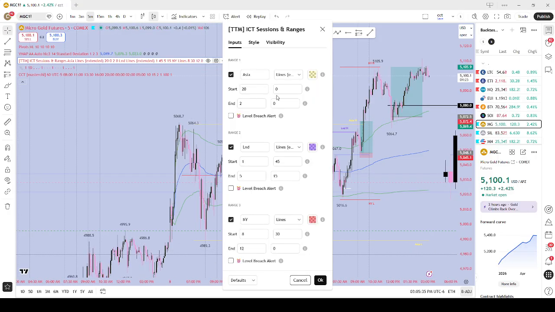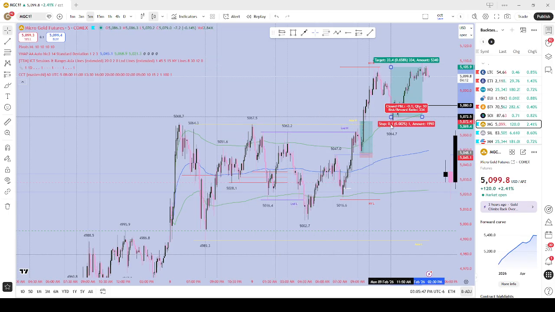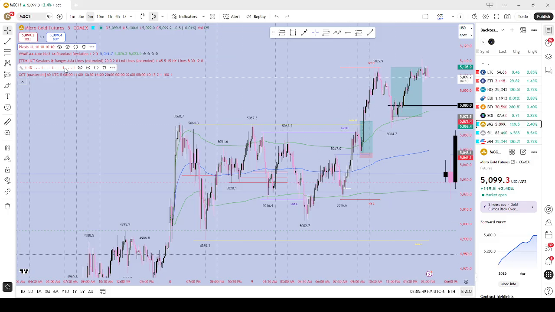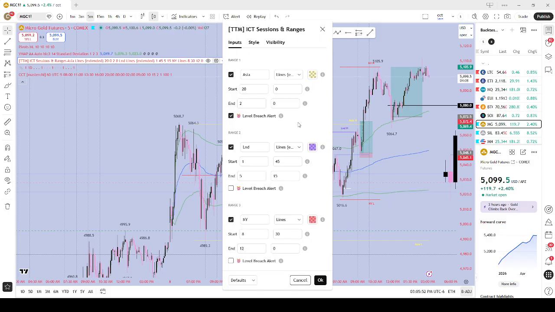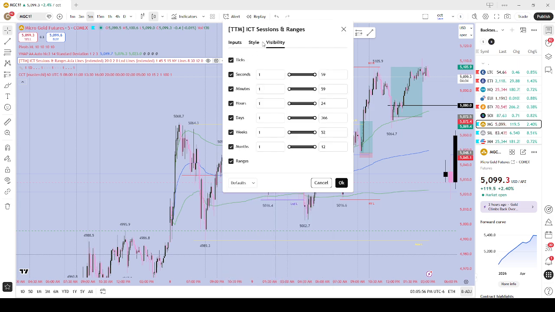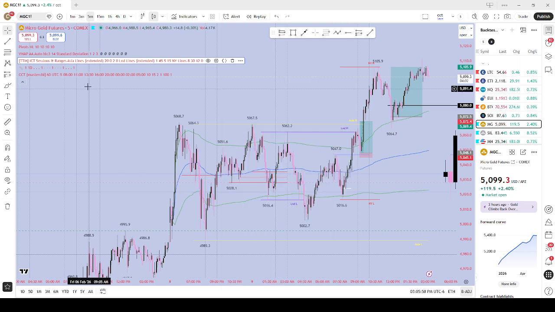Let me see the settings. Asian 20 to 2. You can do this too. Like I would have gone alert right here, which you can see. Okay, I'll show you in a bit. Anyways, I keep these like this. These are my settings.